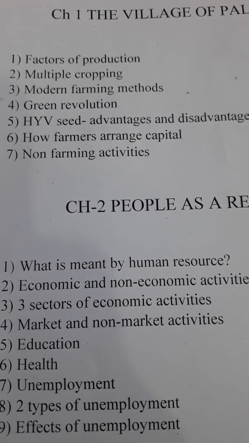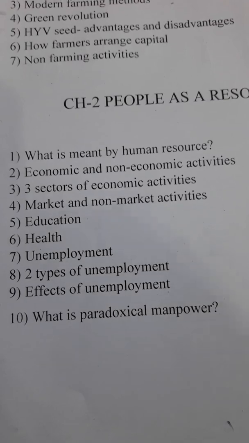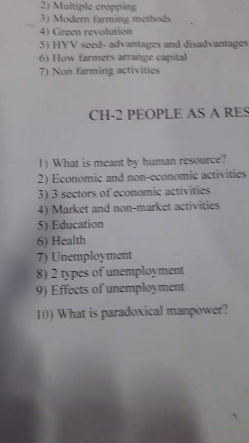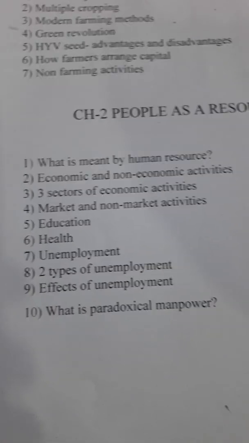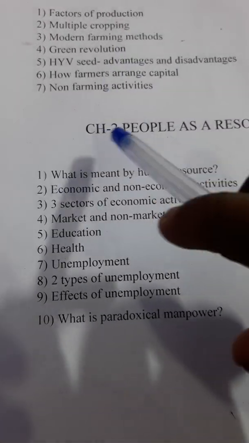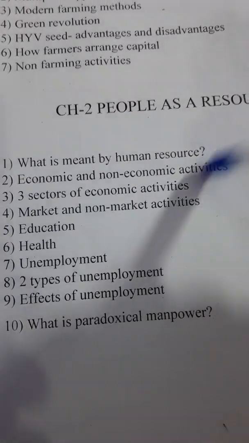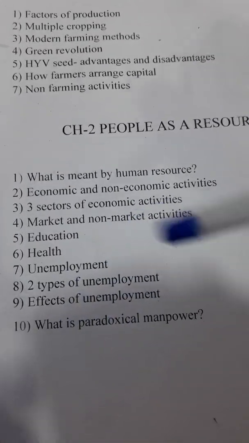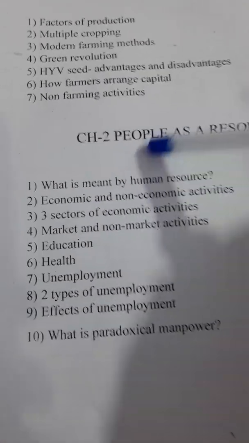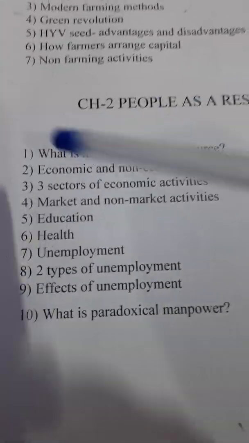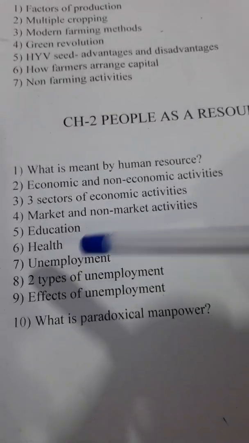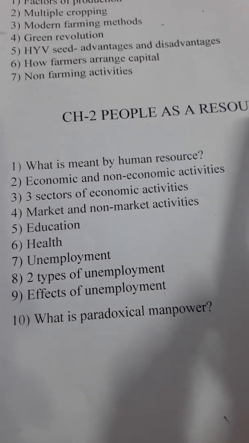Now let us move on to the second chapter. Here is the second chapter, People as a Resource, from the same book of economics, class 9, chapter number 2. So what is meant by human resource? This is the first question, and it's again a very important question from this chapter. The name of the chapter is people as resource, so it means human resource. And you have to tell what human resource actually is.